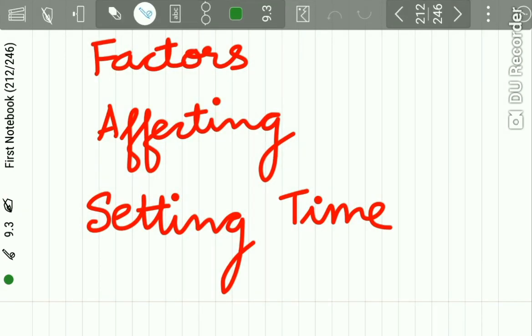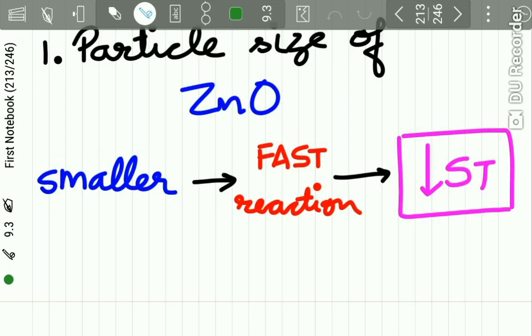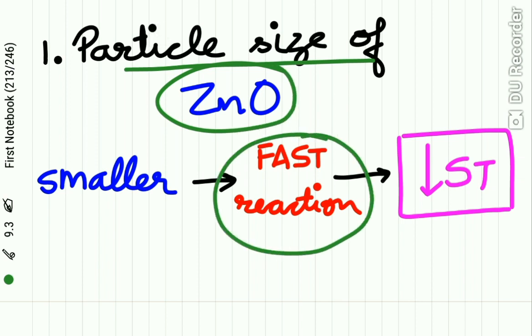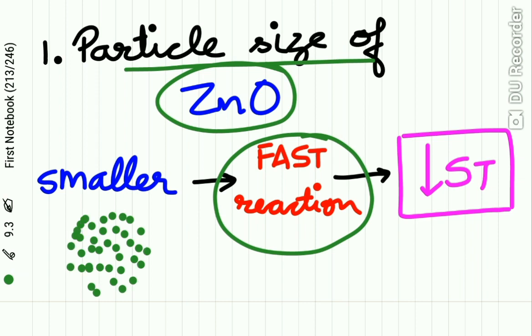Now let us study a very important topic: what are the factors which affect the setting time. First, the particle size. The smaller the particle size of the zinc oxide, the faster is the reaction. If the particles are very small, there are numerous particles available on the surface of which the reaction will start, and the reaction takes place very fast, and overall the setting time is reduced.